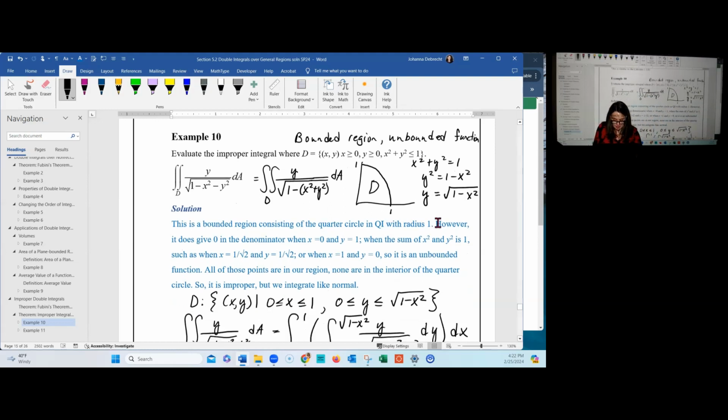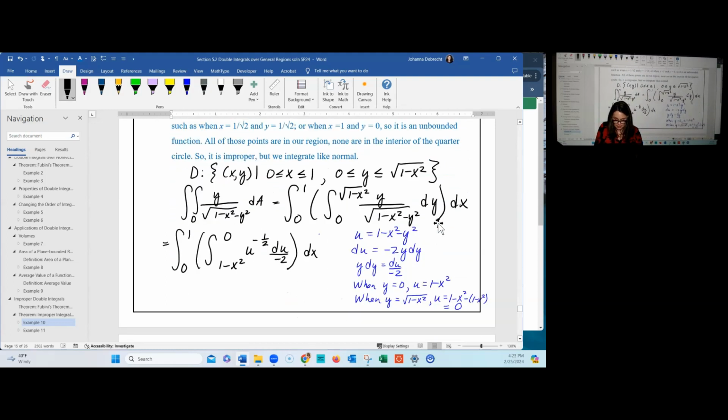When we put these into the double integral and write it as an iterated integral, we get the integral on the outside from 0 to 1 with respect to x, and the integral on the inside from 0 to the square root of 1 minus x squared of the function y over the square root of the quantity 1 minus x squared minus y squared, with respect to y.